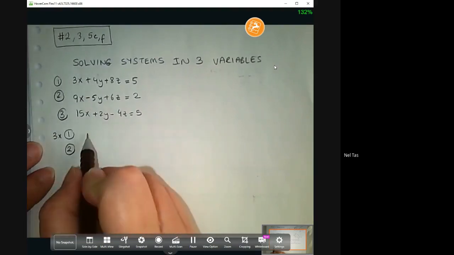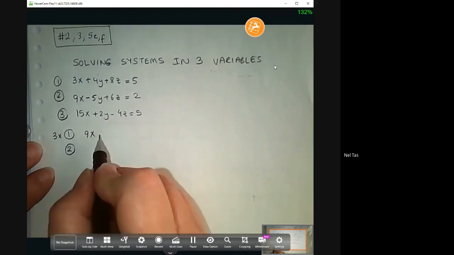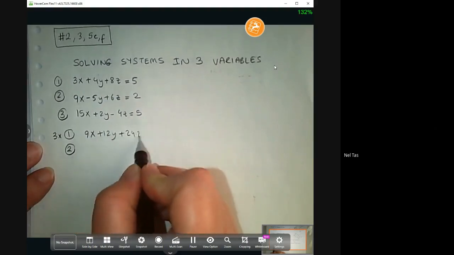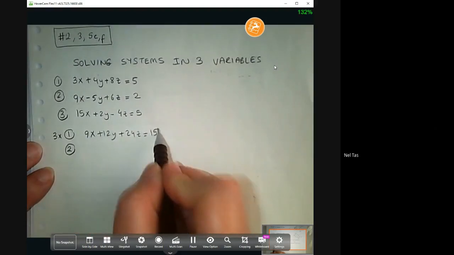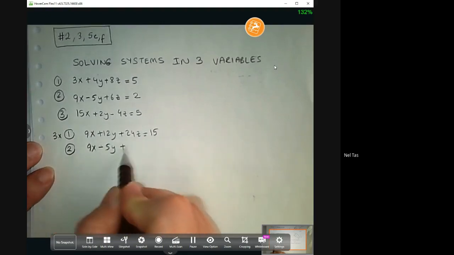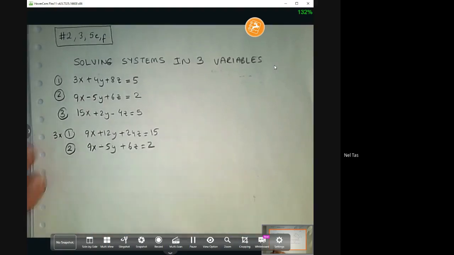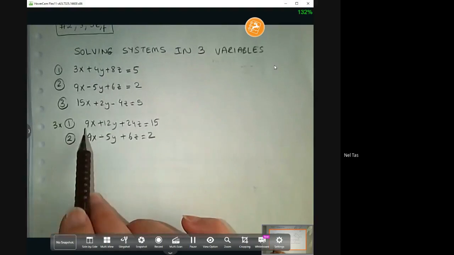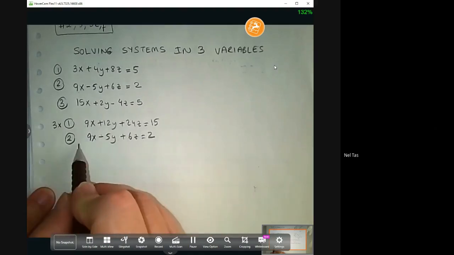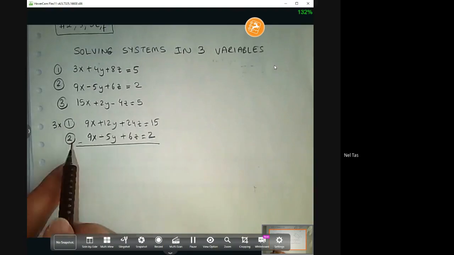So that gives me 3 times 3x, 9x, 3 times 4y, 12y, 3 times 8z, 24z, 3 times 5 is 15. So I'm going to keep the second equation as it is. After you do that, if they have the same sign, you can subtract to get rid of it. If one of them is positive and the other one is negative, you can add them to get rid of it. So in this case, they have the same sign. So I'm going to subtract 2 from 1.